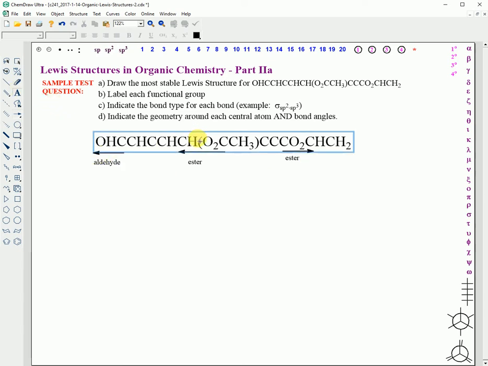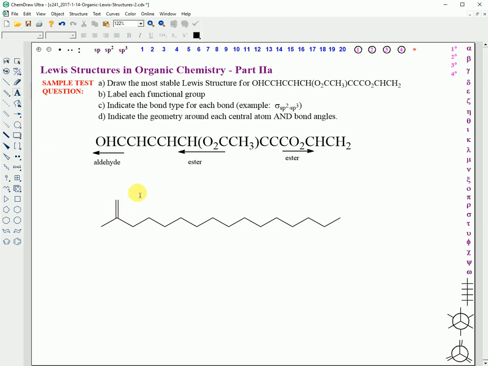The parentheses in the middle of this formula indicate that the group inside the parentheses is sticking off of the previous carbon. I think we're ready to start drawing our structure. I'm going to start with a string of atoms that is overly long. I'm going to draw my aldehyde on the end, which has a carbonyl attached to a carbon with an H.